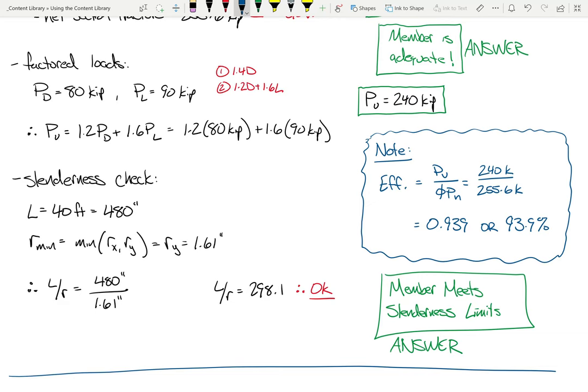Now, my question for you is, let's think about this holistically, what would you say I need to do if this number is bigger than 1, or this number is bigger than 300? What do I need to do? Choose a larger... Exactly right. That's exactly right. I need to choose a larger W section.